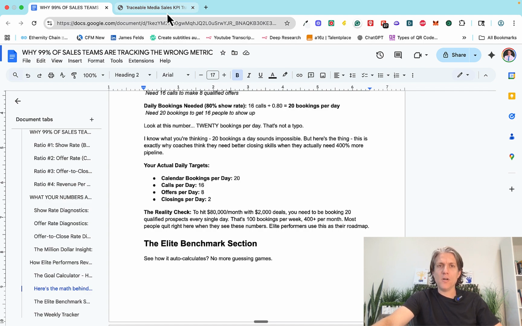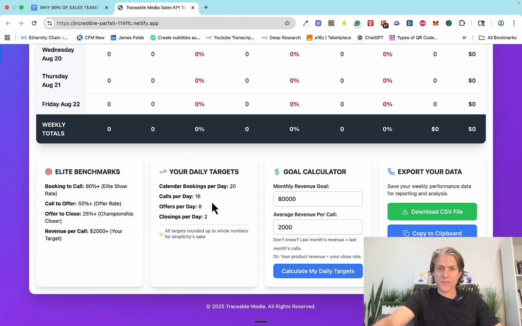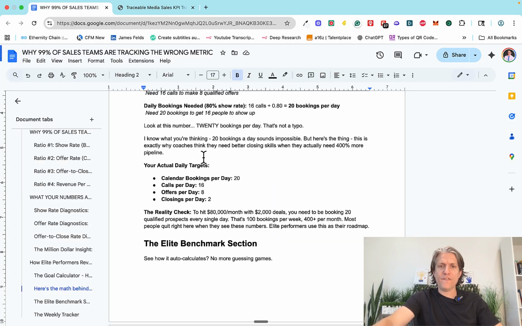That's not a typo. So again, from these numbers, if you want to hit this, you just saw the math, it all works. We're going to need 20 calendar bookings per day if we want to reach 80,000, turning into 16 calls per day, 8 offers made, at our close rate of 25%, 2. So there you go. A lot of people get confused about this, and it really helps to hone your sales skills because perhaps you can close way more people.